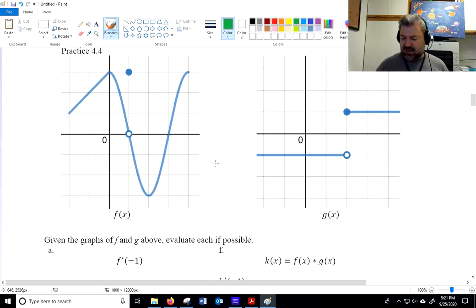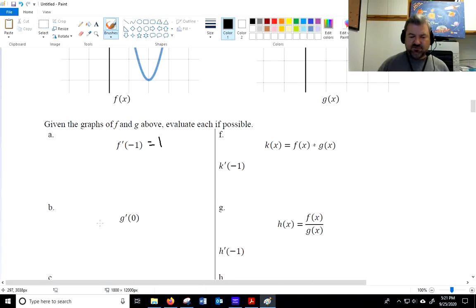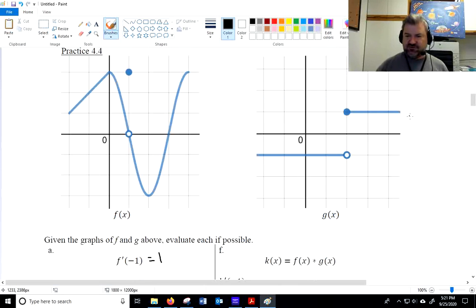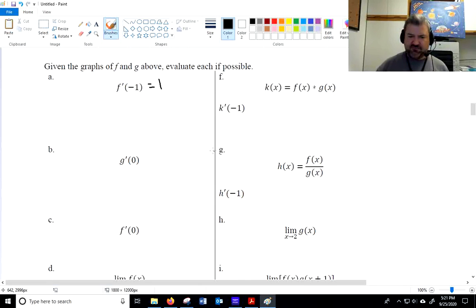All right. A. Find f prime of negative 1. Well, this is f over here, and at negative 1, the slope of f is up 1 over 1, because it's a line segment, so that is 1. Okay, g prime of 0. Here's g over here. The slope of this line is horizontal. Horizontal lines have a slope of 0, so that's 0.